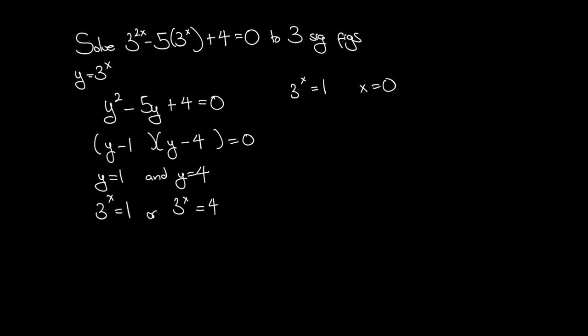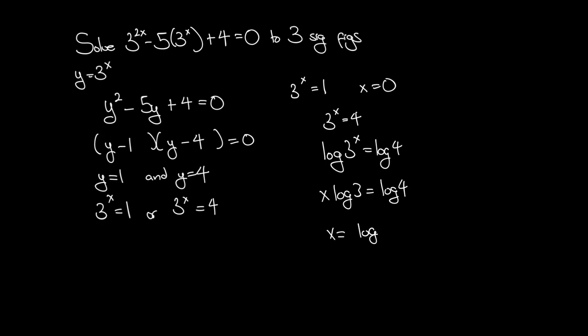So now solving for 3 to the x is equal to 4, we can now plug it back into the log form here and simplify it down, right? X log base 3 is equal to log base 4. X is going to be equal to the log base 4 divided by the log base of 3.